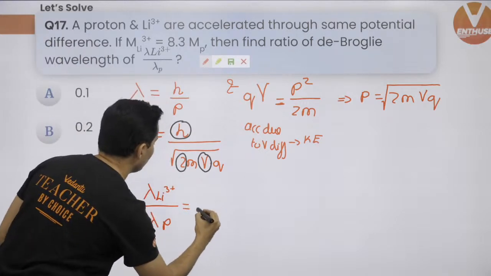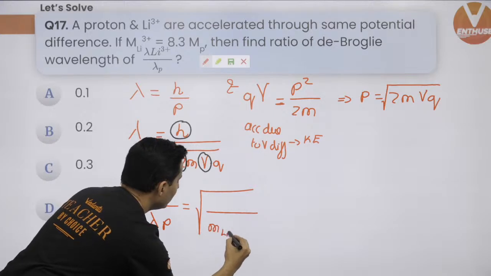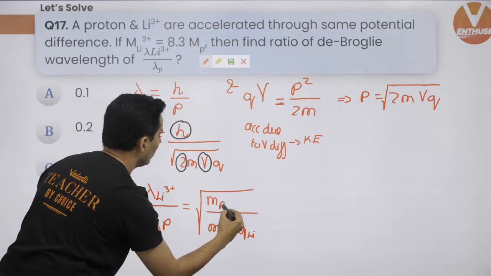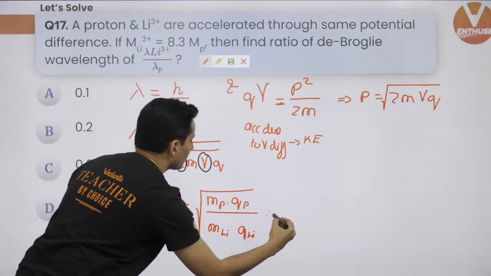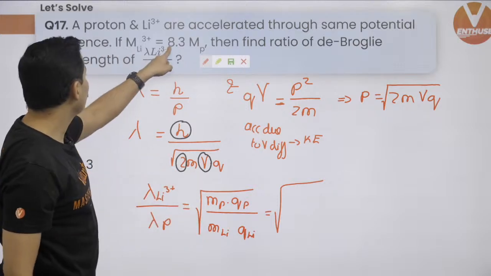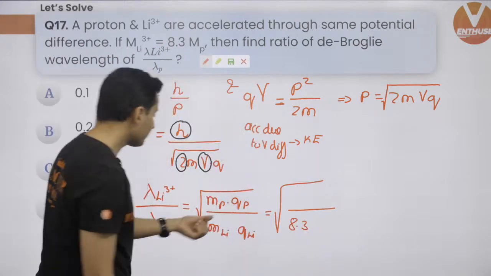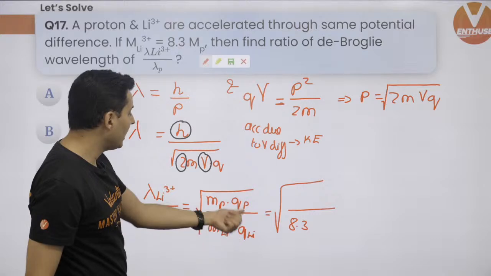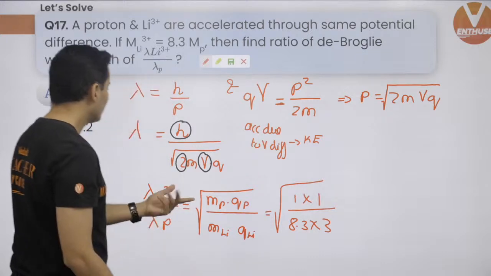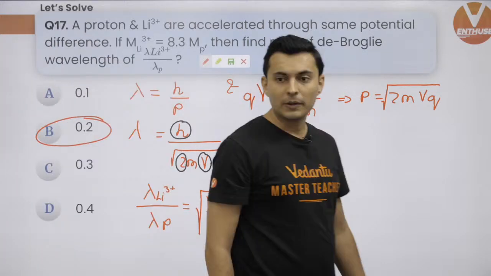So it will be nothing but root of, here lithium's mass will come, mass of lithium into charge of lithium, and here you'll have mass of proton and charge of proton. So everything is given to you. Mass of lithium is 8.3 times, so this will be 8.3 times. And lithium has a charge of 3 times more than that of a proton. Here you will have just 1 and 1. Solve this. I think you are going to get the answer as 0.2. Yes, very good. I hope this is clear.